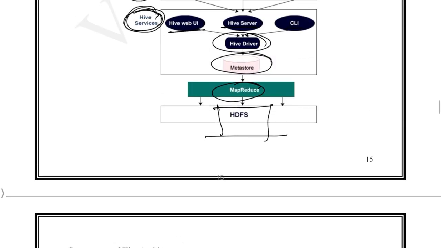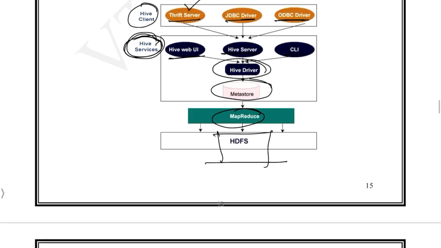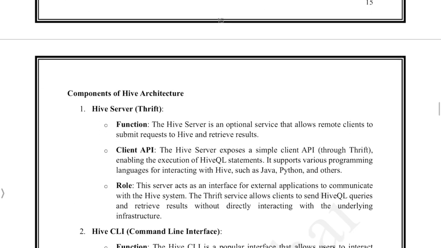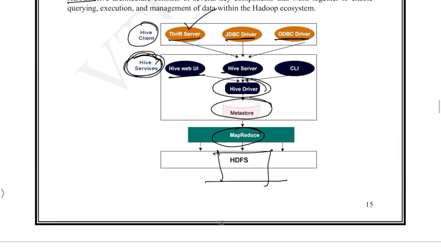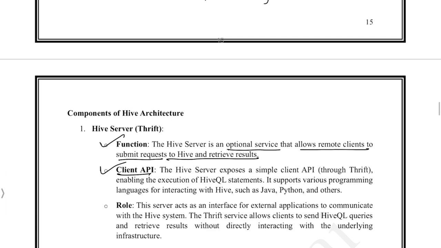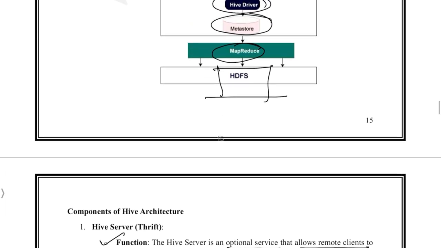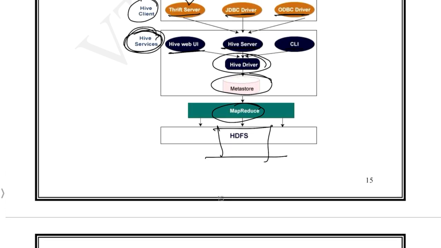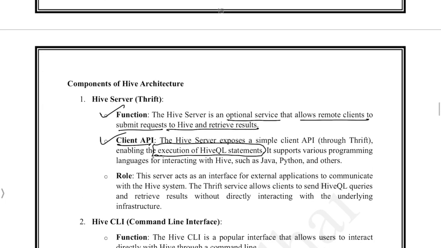First is the Hive server, thrift. What is the thrift server used for? The Hive server thrift service is an optional service that allows remote clients to submit requests to Hive and retrieve the result. That means you are requesting something from the Hive server. You are also making use of client APIs here. The client API helps the execution of HiveQL statements, because whatever request you are making is in the form of queries only. So all the HiveQL commands work with the help of the client APIs, and it also supports various programming languages such as Java, Python, and others.